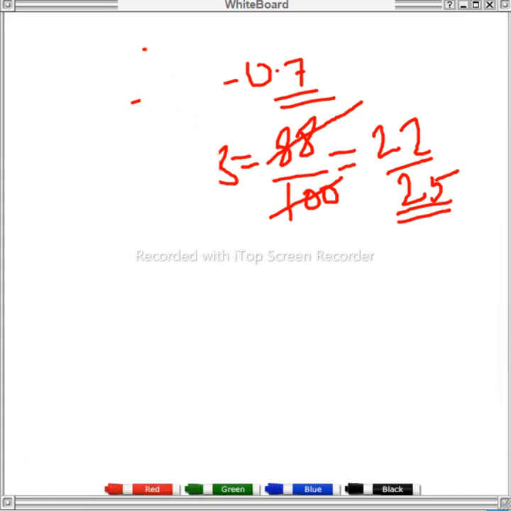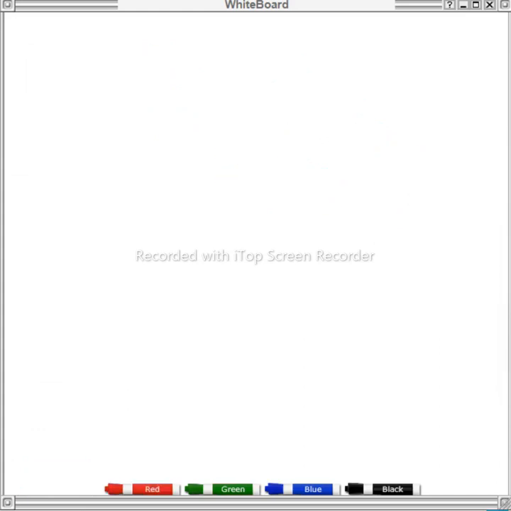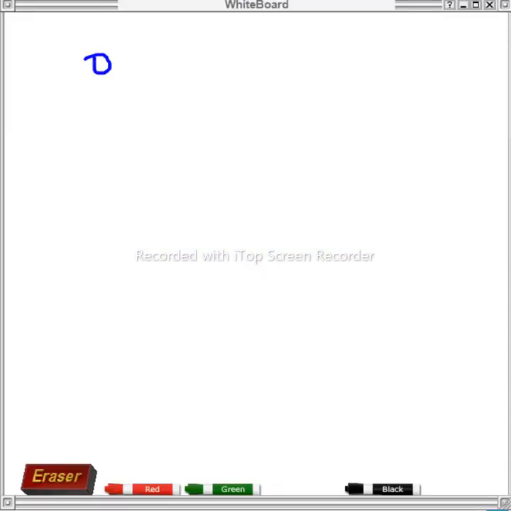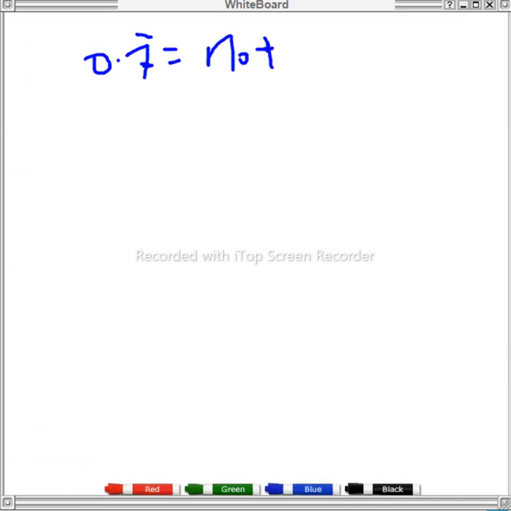Let us continue, and we do question B. B says 0.777 repeated continuously. Let us do it. It is an infinite number, a non-terminating decimal, with 7 continuing. So we will change this number to a fraction.